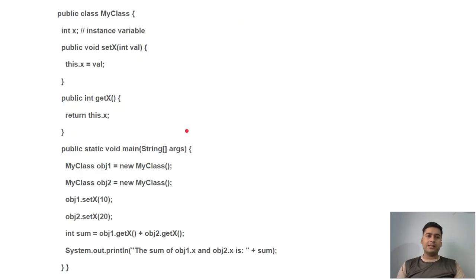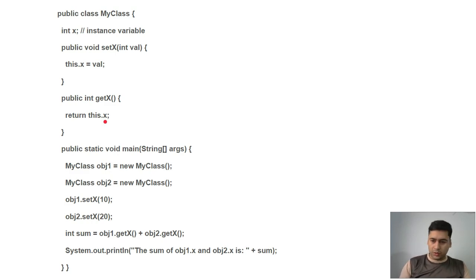Here you can see one example. I have created one class called MyClass. Here I have created one variable, int x. I have not made it static, so this variable is an instance variable, meaning a non-static variable. Then public void setX(int val) is one method we have created, which is a non-static method. Here I have created one more method, getX, which is also a non-static method.